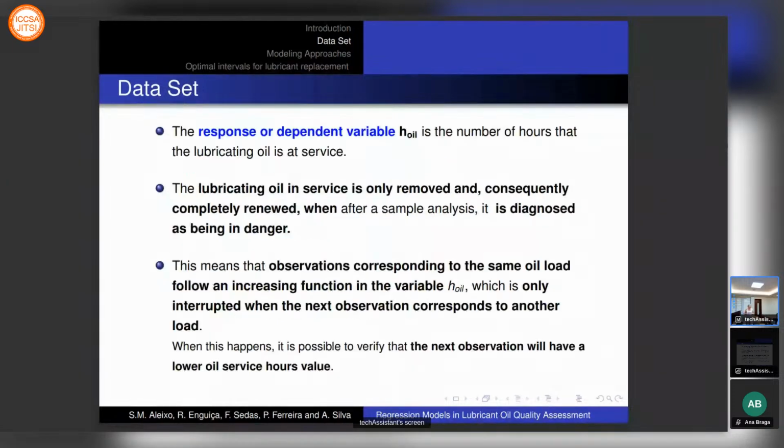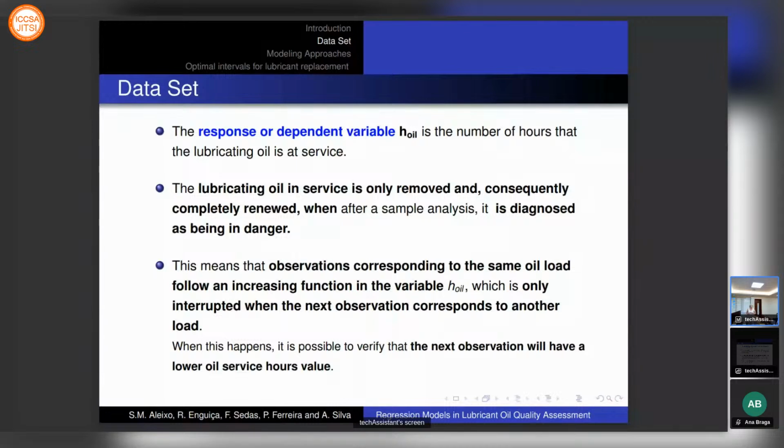An important variable is the response or dependent variable, which we designate by H oil, the number of hours that the lubricant oil is in service. The lubricant oil in service is only removed and consequently completely renewed when, after a sample analysis, it is diagnosed as being dangerous. This means that observations corresponding to the same oil load follow an increasing function in the variable H oil, which is only interrupted when the next observation corresponds to another load.